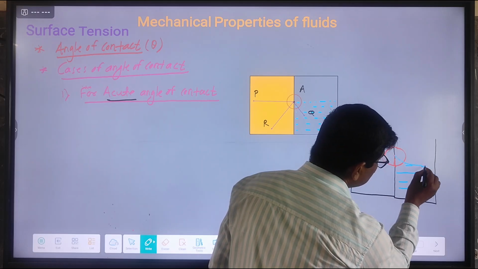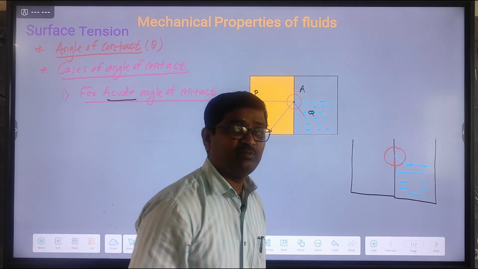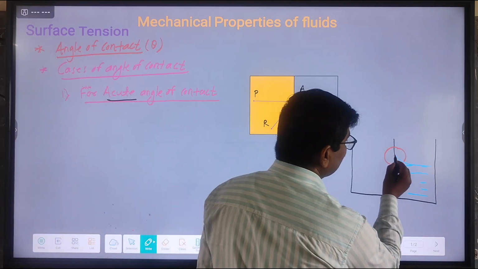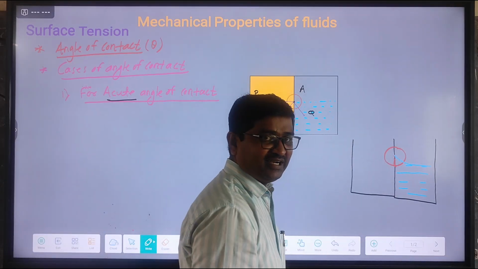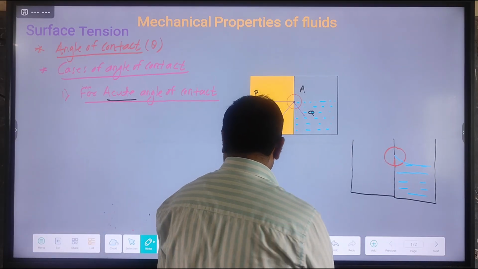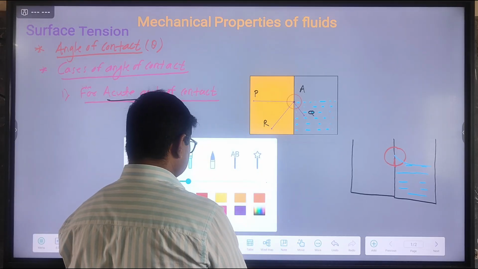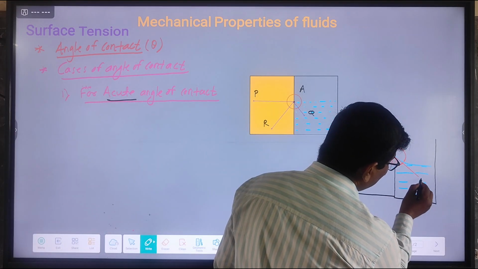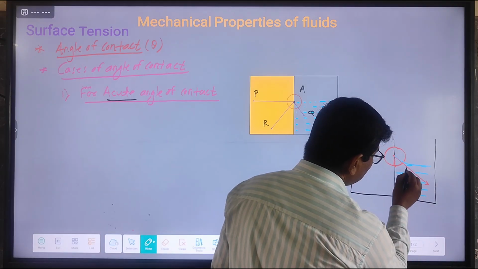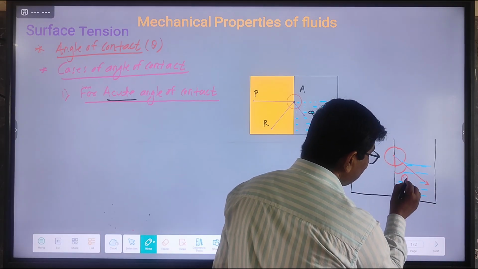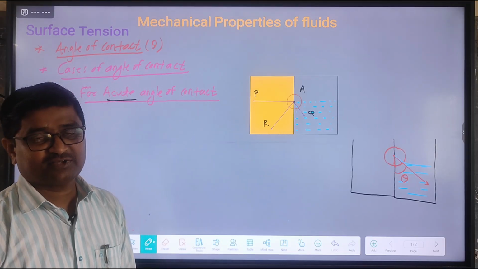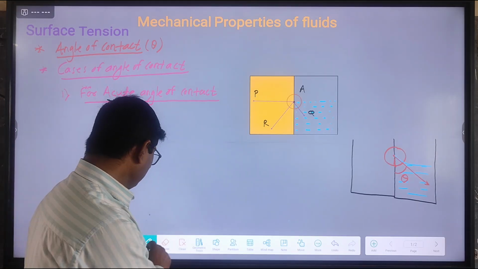The point of contact is normally concave. The point of contact between solid and liquid will be changed, and the point of contact will be concave. You get it clear? And after that, when we draw the tangent at the point of contact, we measure the angle theta within the liquid, and this angle theta is acute. You get it clear? So this is very important.